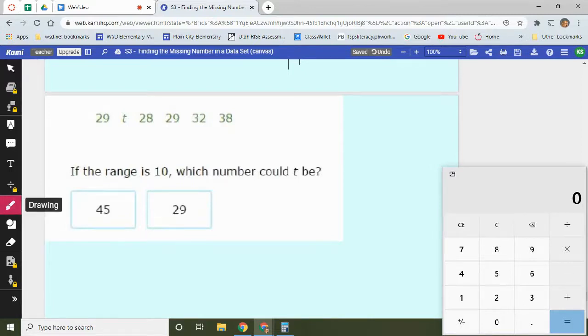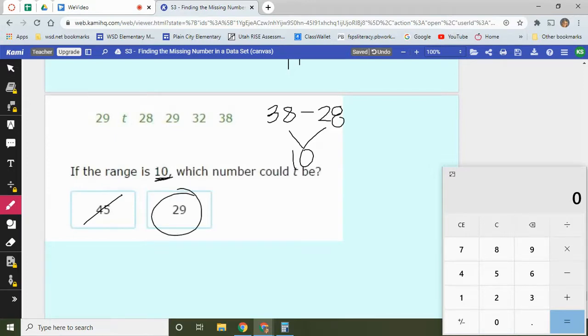Okay. Our greatest number is 38. Subtract our least number, 28. Well, 38 minus 28 is a range of 10. And if the range is 10, so let's look at this. If I put in a 45, that's going to change my high. Is that going to change my range? Yes. If I put in a 29, is that going to become my low number? No, because 28 is lower. So I'd put in a 29.